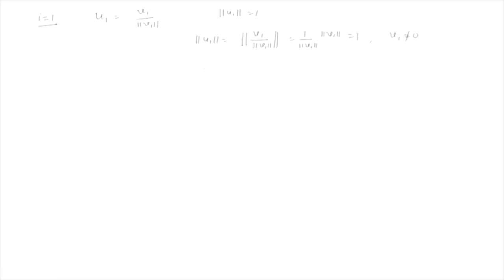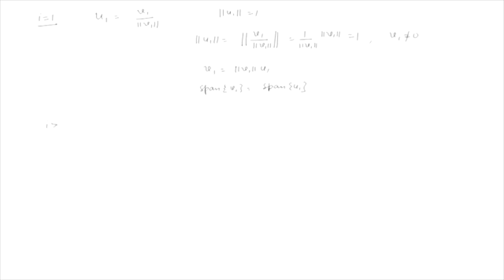And now, since V1 equals norm of V1 times U1, we can easily say that the span of V1 is equal to the span of U1, because it is a scalar multiple of U1. Whatever span V1 is creating, the same span is spanned by the vector U1. So we have proved this result for i equal to 1. Now, we will assume that it holds for i minus 1. Now we have to show that it also holds for i.